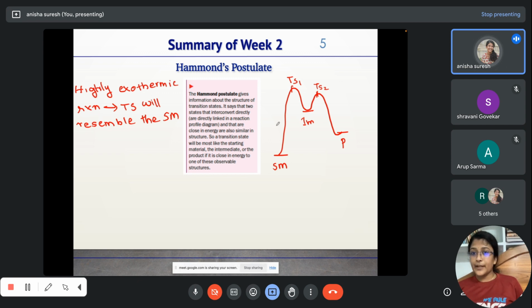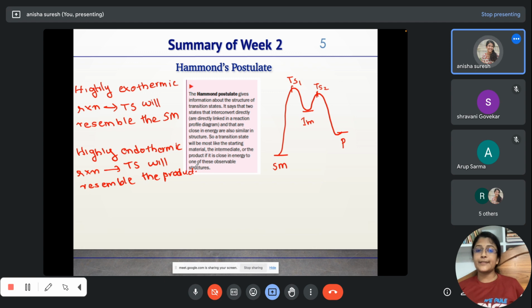Whatever we have represented here is an endothermic reaction. So in case of a highly endothermic reaction, the transition state will resemble the product. So this is what the Hammond postulate is all about. I think Hammond postulate is clear for everyone.